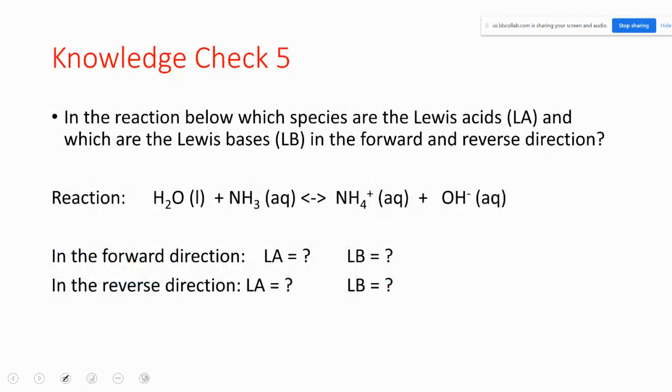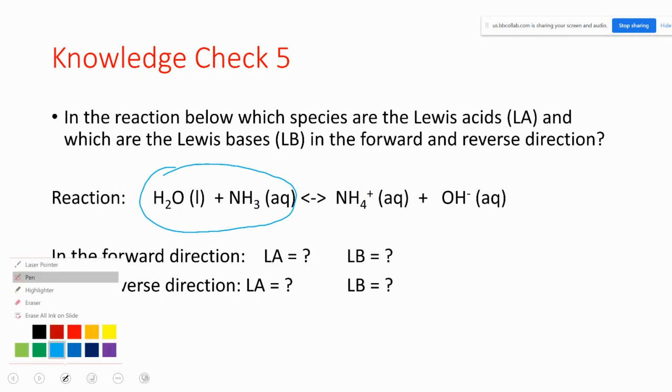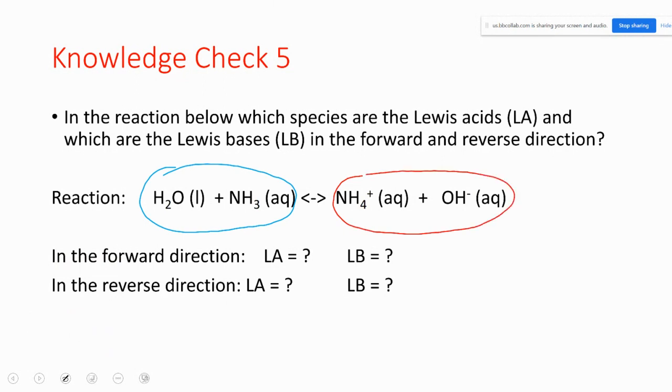All right, so for your knowledge check on this concept, I've given you an example of a reaction. So I'm asking you, what are the Lewis acids and Lewis bases in the forward and the reverse direction? Whenever I say forward direction, I'm talking about between these two, which is the Lewis acid and which is the Lewis base. If I'm talking about the reverse direction, I'm talking about these two. Among these two in the product, which one is the Lewis acid and which one is the Lewis base? I hope this forward and reverse direction now makes sense.